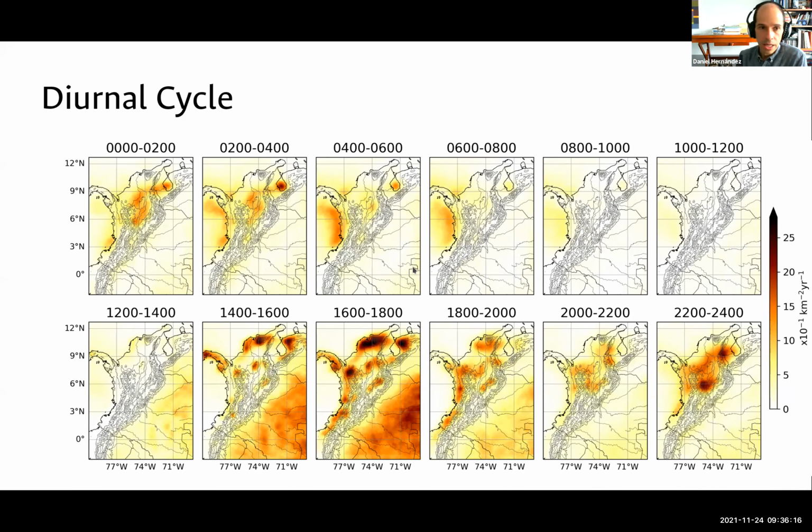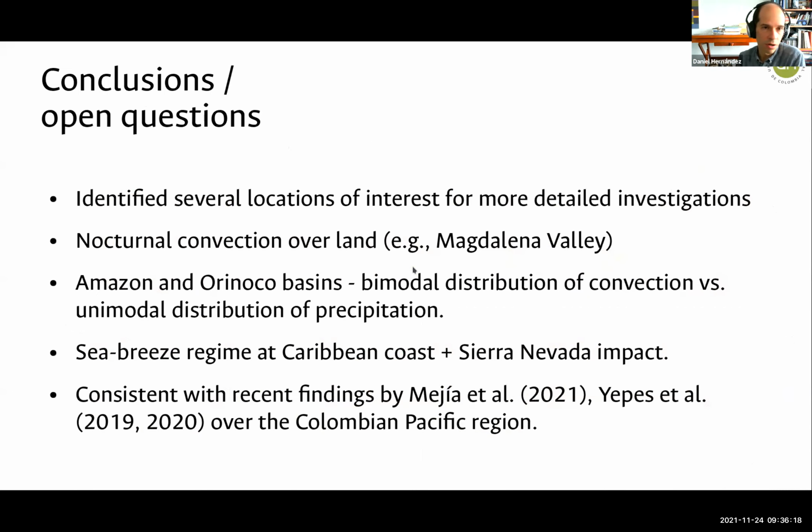And that brings me to the conclusions, which are more like open questions. So on the first hand, I identified several locations of interest for future investigations that could be of interest for many people. We found a lot of nocturnal convection over land, in particular along the Magdalena Valley, which hasn't really been investigated. We do not really know what are the mechanisms that force it. Then there's this question in the Amazon and the Orinoco basins, where we have a bimodal distribution of convection, but we know that there's a unimodal distribution of precipitation. So we need to figure out how to put those two things together.